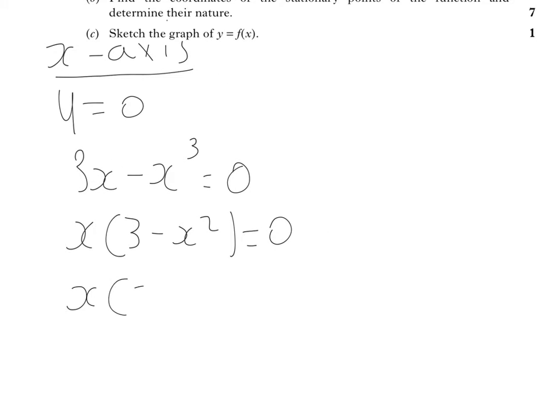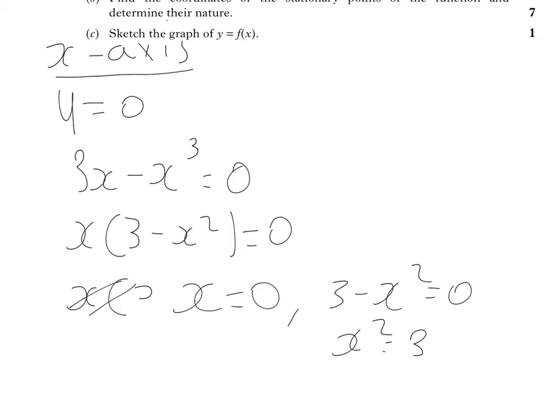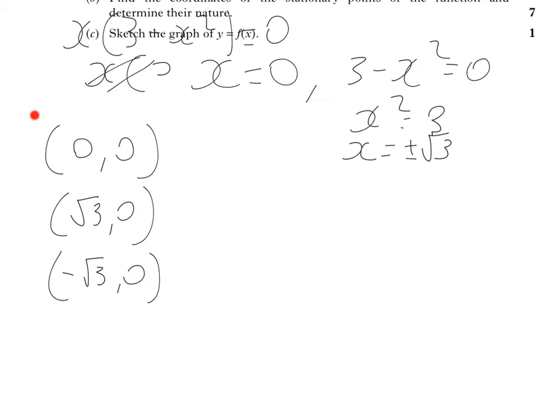So x equals 0 and 3 minus x squared equals 0. So that will be x squared equals 3 and x will be equal to plus or minus square root of 3. So my 3 points are (0, 0), (root 3, 0) and (minus root 3, 0).